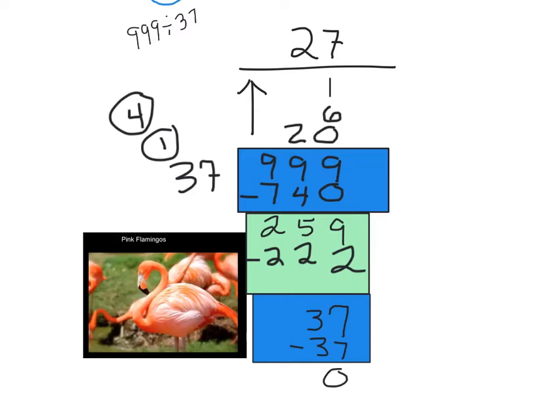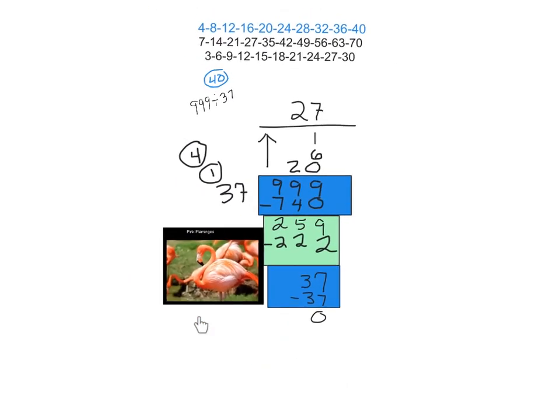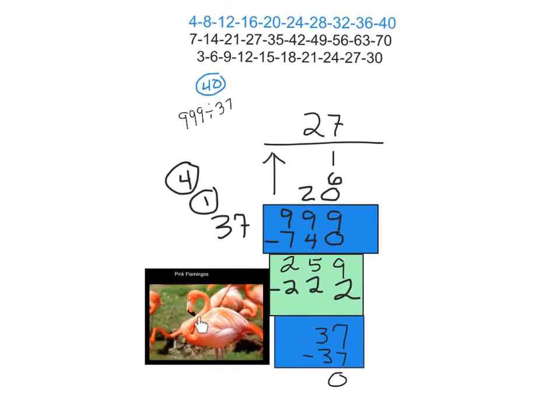So let's get back to the question. The question was that you had 999 shrimp, and 37 of these pink flamingos eating all those shrimp. So you're wondering, how many shrimp does each one of these pink flamingos get? And the answer is 27. Once again, that is 27 shrimps. Each pink flamingo eating 27 shrimps. You gotta love that, my friends.